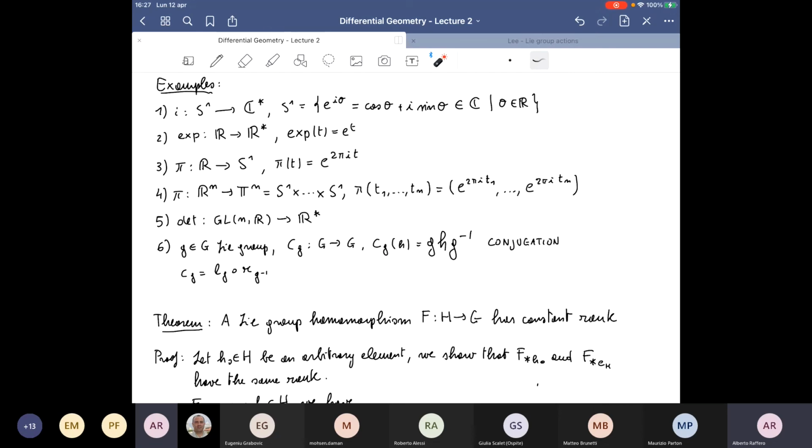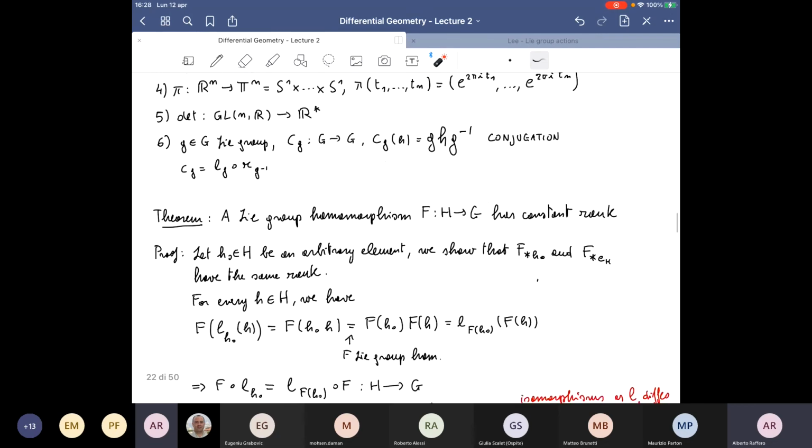So the fact that it is a Lie group homomorphism follows from the fact that here we are using just the group rules to define the map. It is smooth because it is the composition of smooth maps. And it also has a smooth inverse given by C of G to the minus 1. So it is actually a Lie group isomorphism.